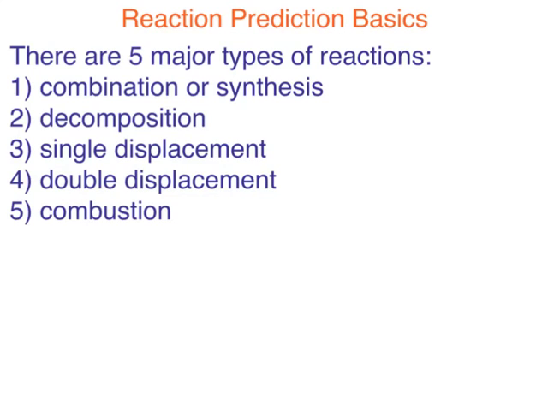The 5 major ones are combination or synthesis, either one of those is fine, decomposition, single displacement, double displacement, and combustion. We're going to look at each one of those. We're going to look at what they look like, and then we're going to learn how to predict products based on whether or not we think it's one of those 5 types of reactions. Okay, so let me show you.